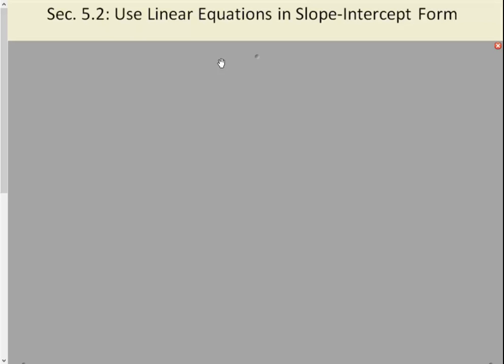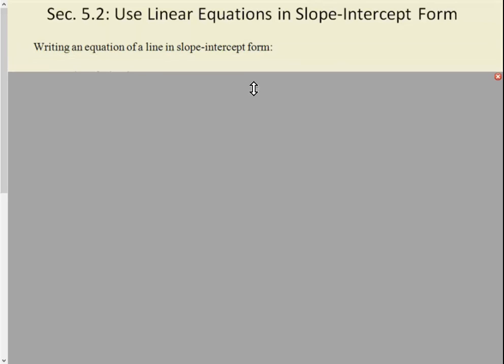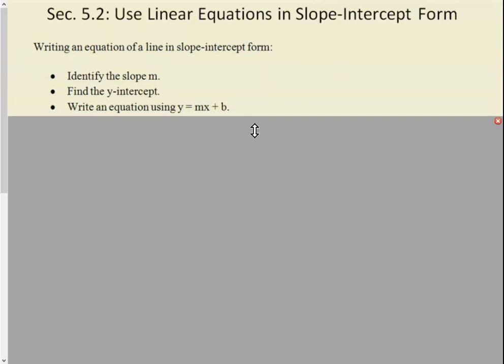In section 5.2, we continue to look at slope-intercept form from a little different angle here. We're going to be writing equations of lines in slope-intercept form, but we're not going to be given all the information that we'd like to have, so we're going to have to take a few steps here. First of all, we need to identify the slope m, and then we'll find the y-intercept, and once we know those two pieces of information, then it's pretty straightforward to write our equation in slope-intercept form. But notice that these two steps kind of go hand in hand to some extent.